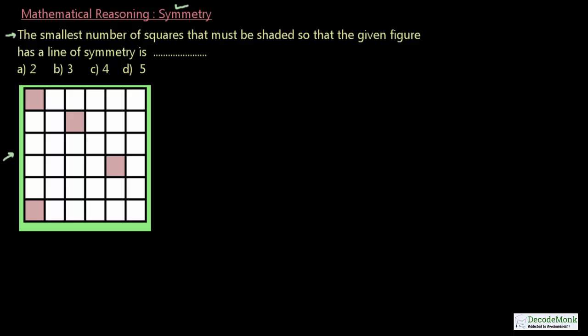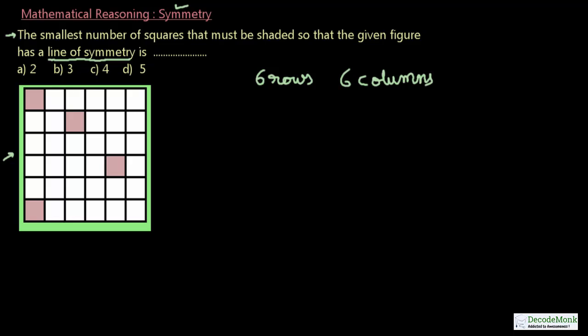First of all, we need to observe this figure carefully and figure out where the line of symmetry should be. In this figure, we have 1, 2, 3, 4, 5, 6 columns and 1, 2, 3, 4, 5, 6 rows. So basically there are 6 rows and 6 columns in the figure. Now the line of symmetry should pass exactly through the middle portion of the figure.